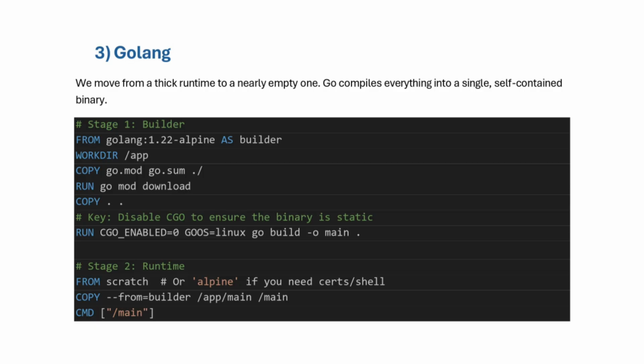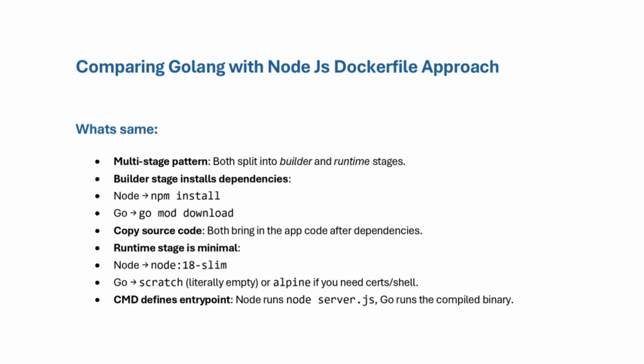Now Golang. Let's understand the Go language Dockerfile and compare it with the Node.js Dockerfile. We move from a thick or heavy runtime to a nearly empty one. Go compiles everything into a single self-contained binary. This also has two stages, that means it is also a multi-stage build. Now let's compare it with the Node.js Dockerfile approach.